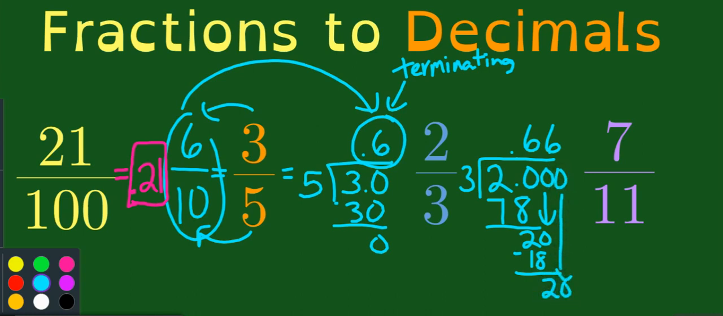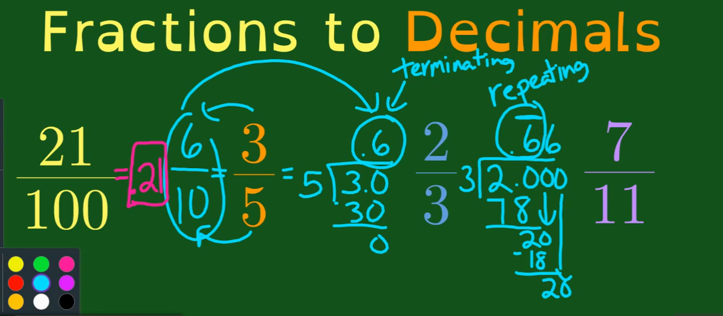And as you can see, we're going to get a repeating pattern. We're just going to keep putting 6s there forever. So this is called a repeating decimal, and we have a symbol for that. We usually just put a line over it to represent the repeating number.